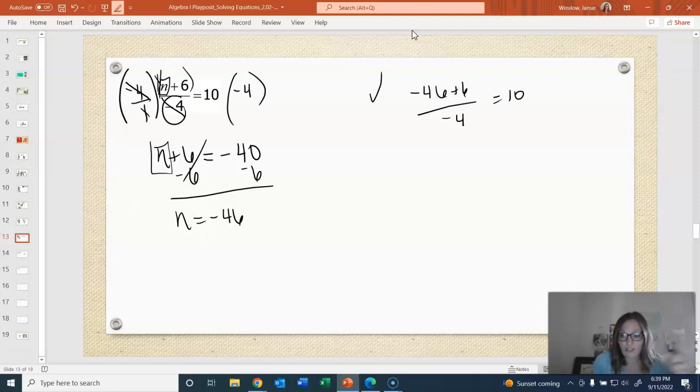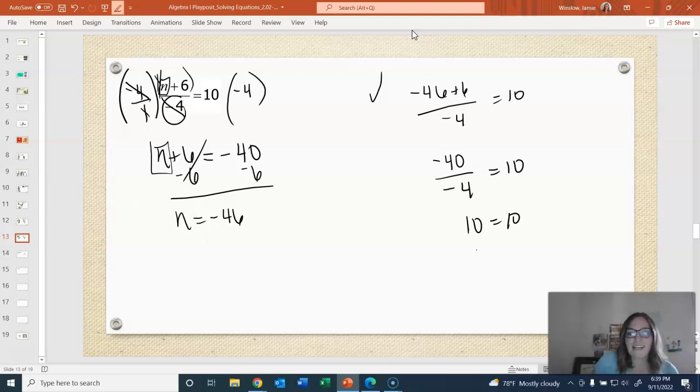-46 plus 6. Check it on your decimals if you want. That's -40 over -4. This is looking promising. Negative divided by negative is a positive, and 40 divided by 4 is 10. You can do your happy dance, and you are feeling confident that you got the question correct.